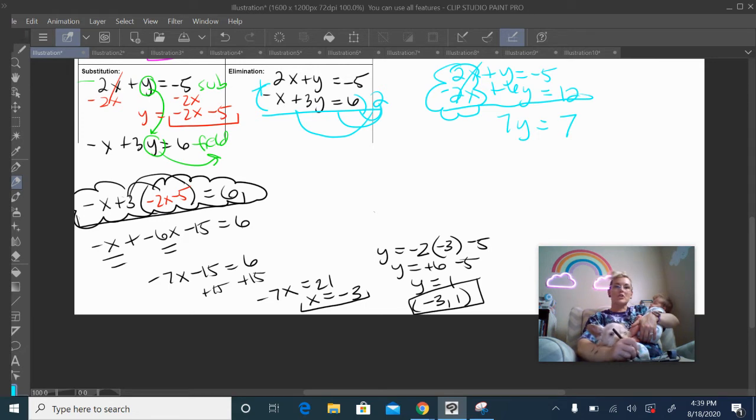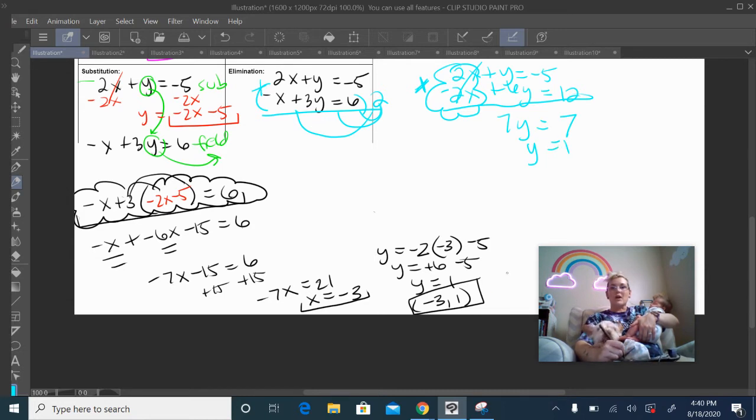I could have chosen to cancel the y's, and if I had done that, I would have multiplied all the top by -3. So -3y plus 3y cancel. Essentially, multiply one or both of your equations by whatever number is going to make opposites, right? So 2 and -2. Once I have that, again, I'm going to add them together and solve. So 7y equals 7, y equals 1.